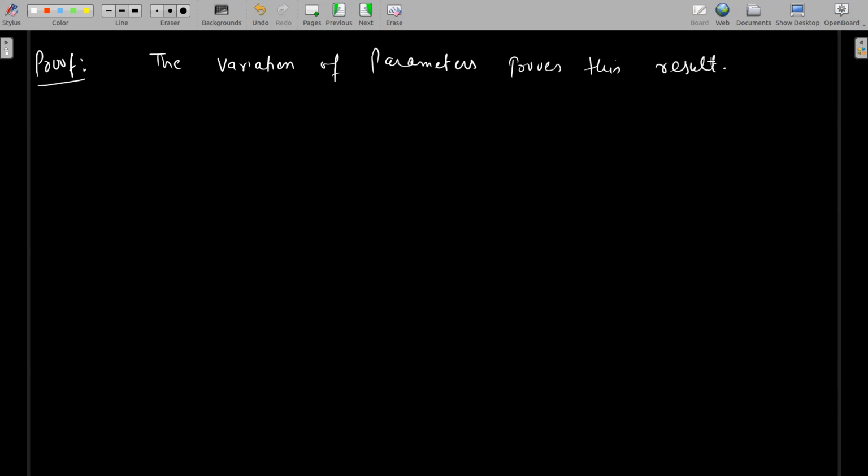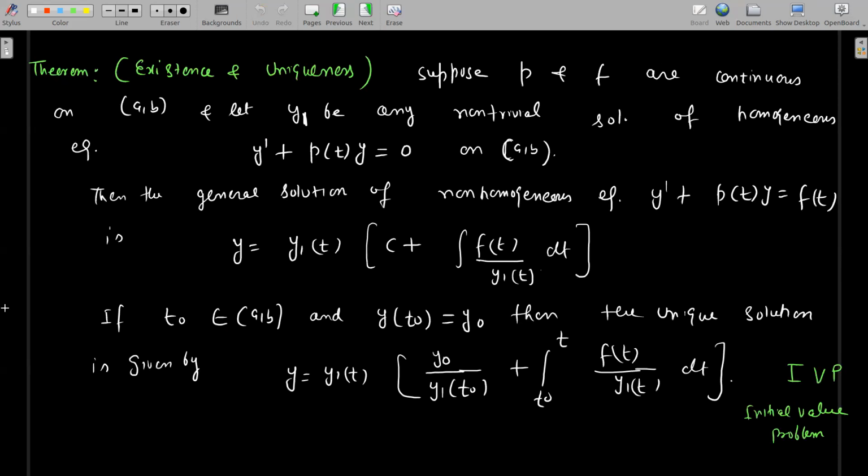Variation of parameter is widely used. What we do in this method, firstly you solve the homogeneous. Okay, firstly you find the solution of homogeneous, then you find one solution of non-homogeneous, or you can say from the solution of homogeneous you will try to find the solution of non-homogeneous, and this process is called variation of parameter.